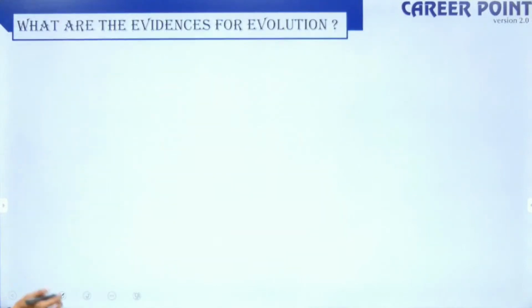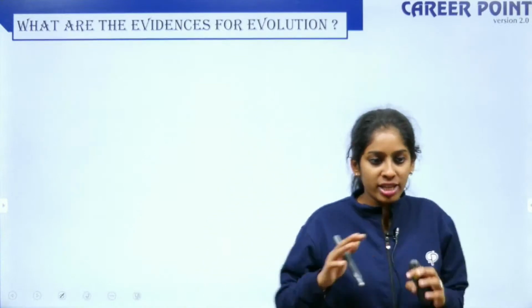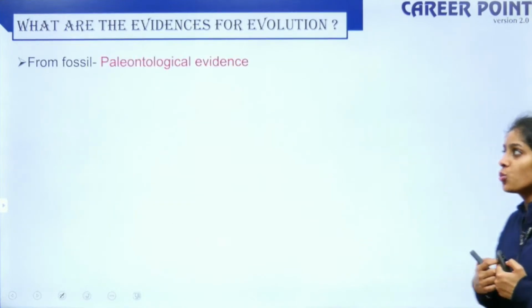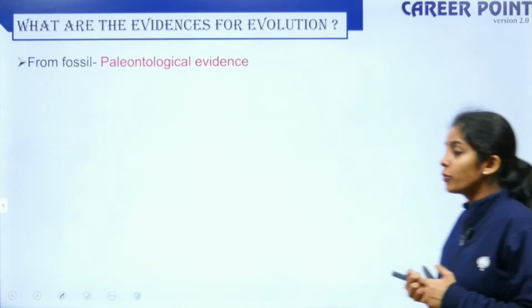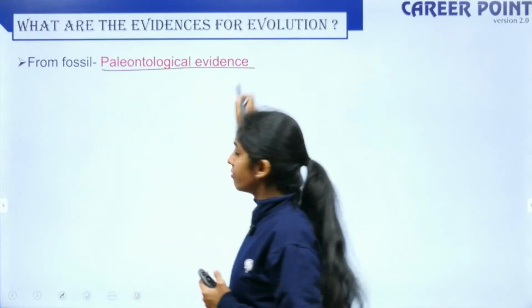Okay. Fine. So what are the evidences for evolution? I told you evolution is happening. So what do you think are the evidences that I have? The first one is the evidence from fossils. The evidence from fossils is called paleontological evidence.